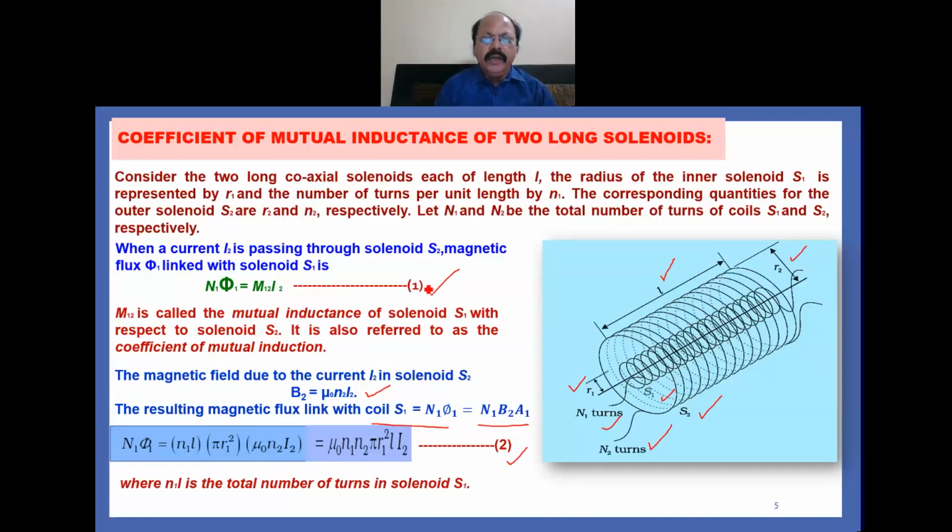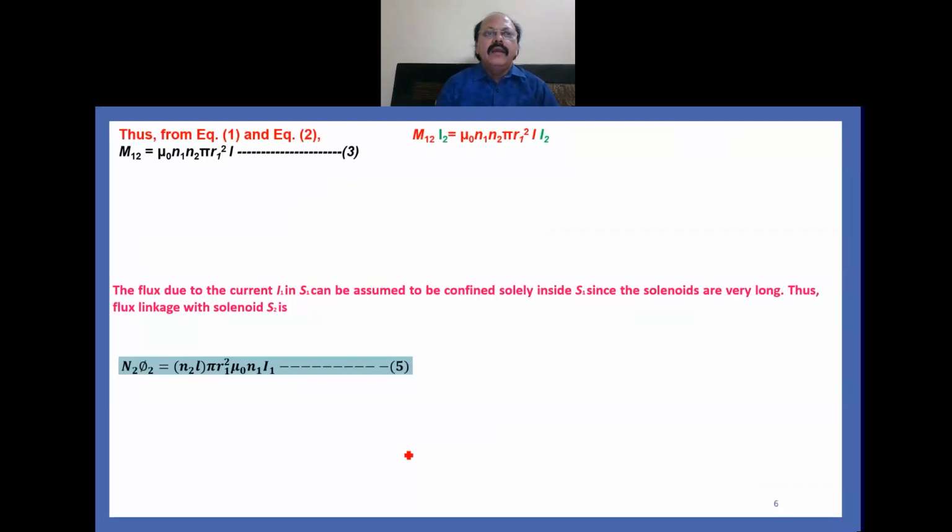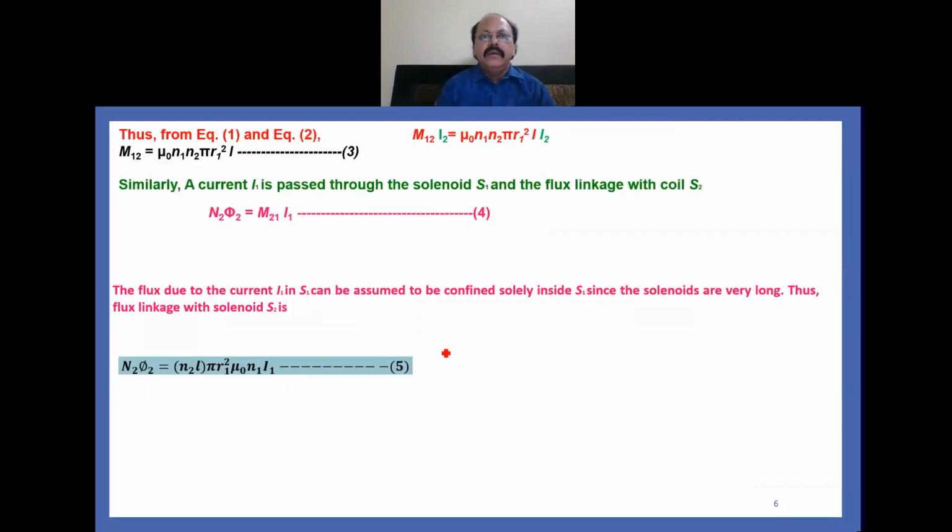Now from equation 1 and 2, their left hand sides are equal, so we can substitute the value of the right hand side. M12 I2 is equal to mu naught n1 n2 pi R1 square l I2. Now from here you see that this I2 and I2 get cancelled. You will get M12 equal to mu naught n1 n2 pi R1 square l. Mark that equation number 3.